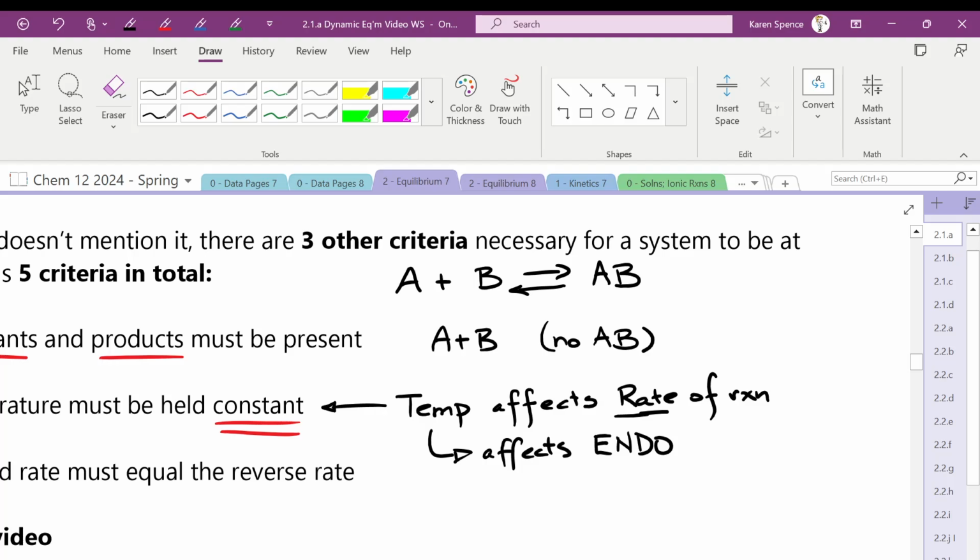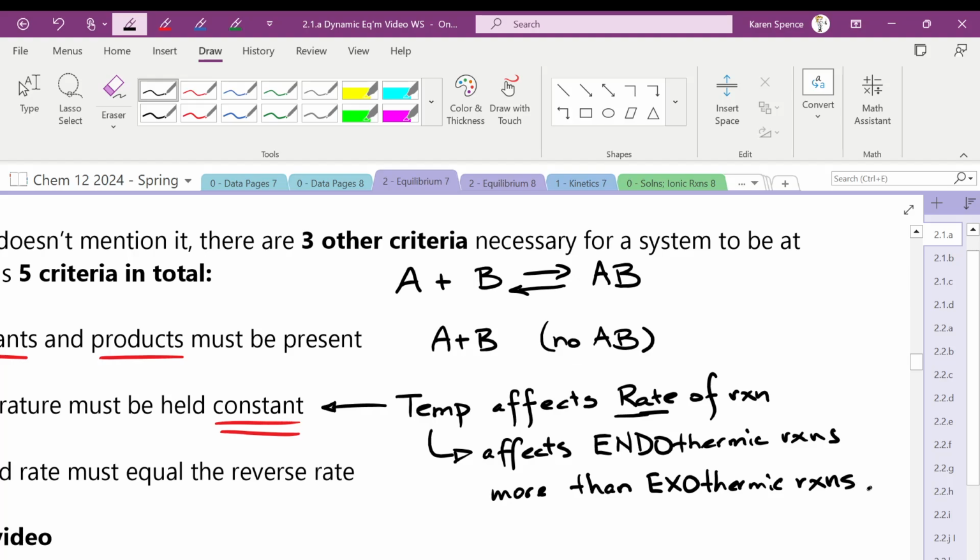We'll talk about why later. Just believe me for now. It affects endothermic reactions more than exothermic reactions. Now, what do you know about a forward reaction and a reverse reaction? If one is exo, the other is endo. Yes? So they're always going to be affected differently.